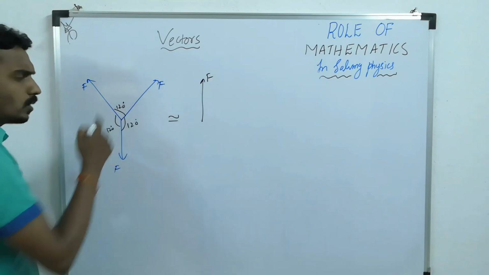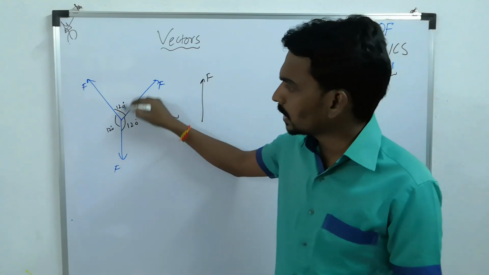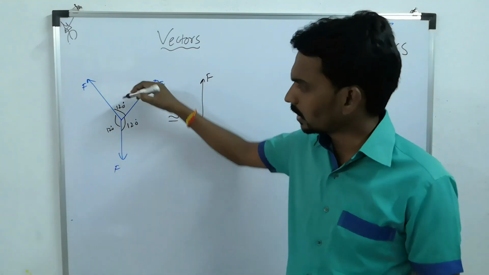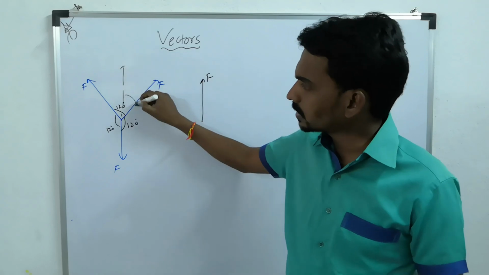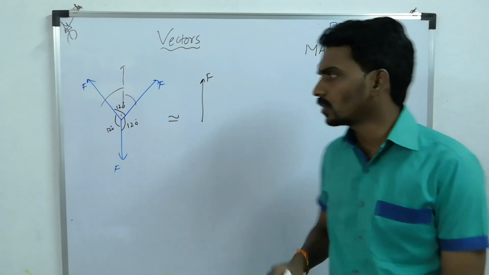Here both are equal, so the angle made by the resultant must be exactly half of it. Like this will become the resultant, 60, 60 it will become. But if both are not equal, then you have to use this formula.